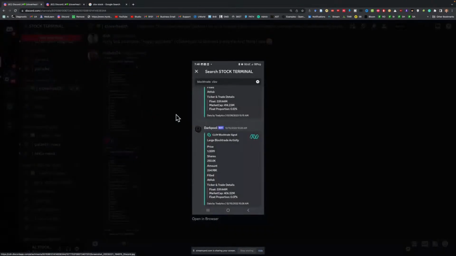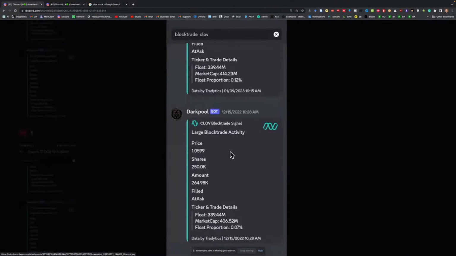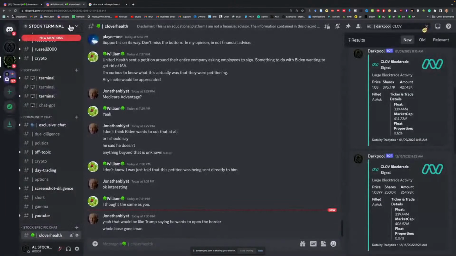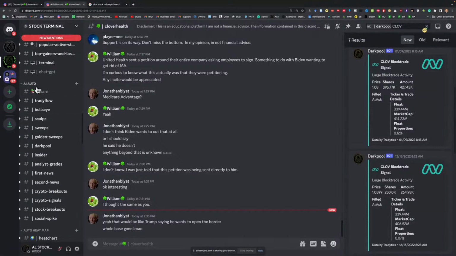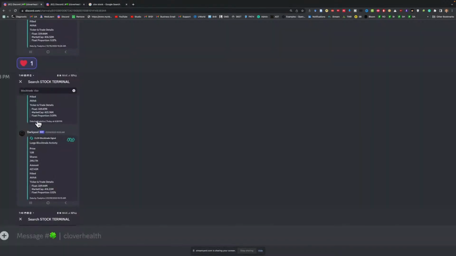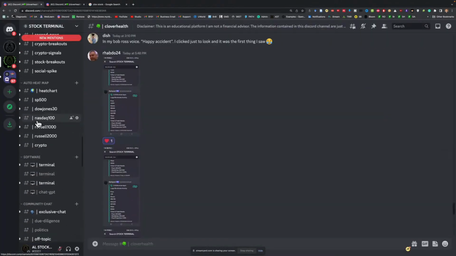Okay, so very quickly, you can see that CLOV just had a large block trade for the dark pool. So what the hell does this mean? If we go up top, this is our AI autos, which sends you messages and signals when there's stock breakouts or when there's large buys, what have you.